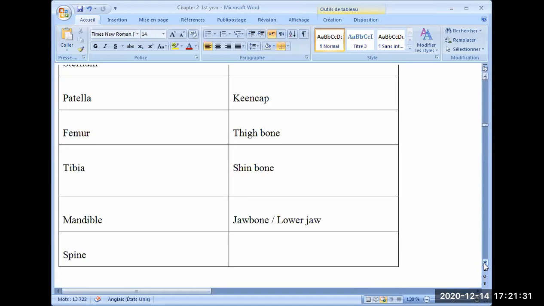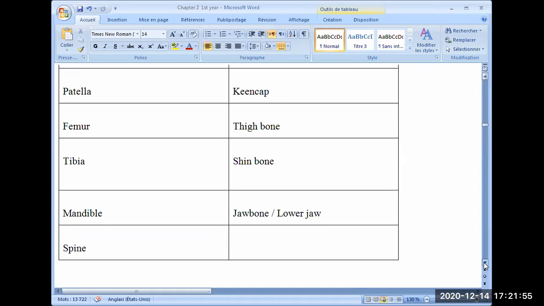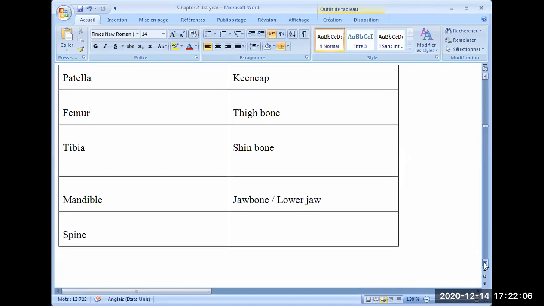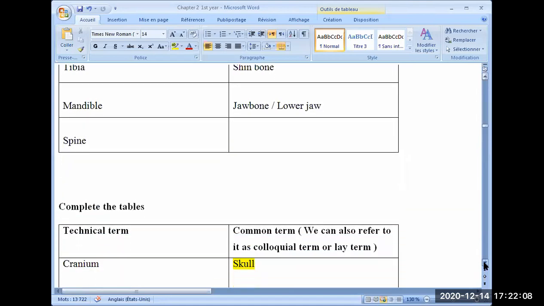And the spine? Not canal. Canal is empty inside. The spine is a series of vertebrae, and the canal is hollow. The column. Vertebral column. Column is okay. Vertebral column or spinal column, or backbone. So here you have the answers.